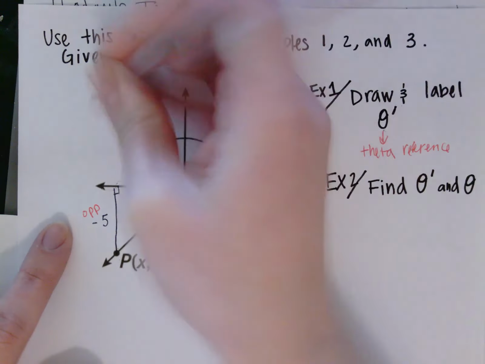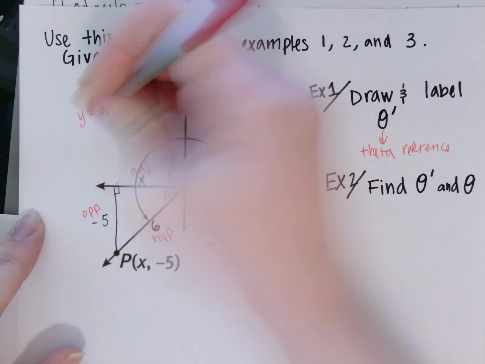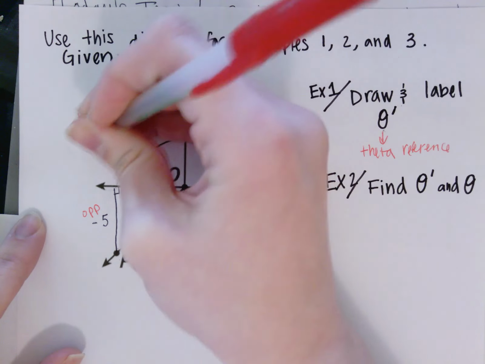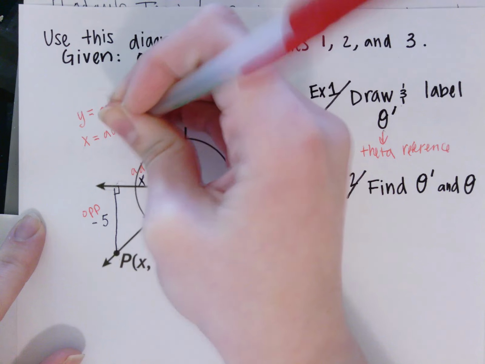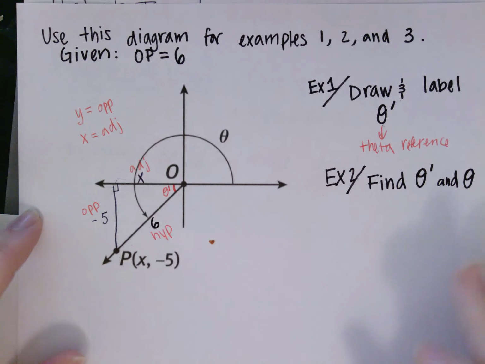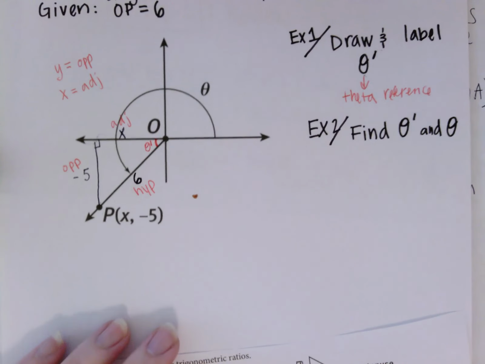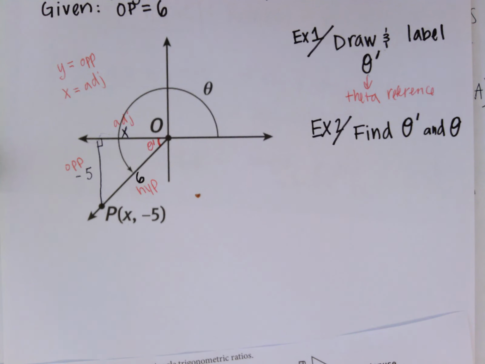A hint for y'all, the opposite is always y, and the adjacent is always x. You might want to think about how that relates to your unit circle. At any rate, I'm trying to find theta reference and then theta. We will need a calculator here.